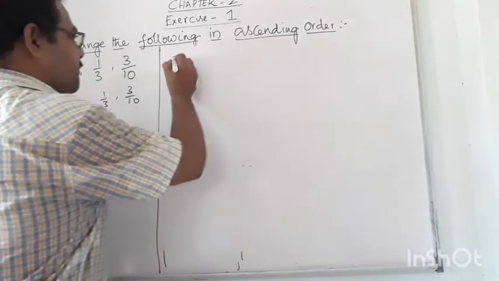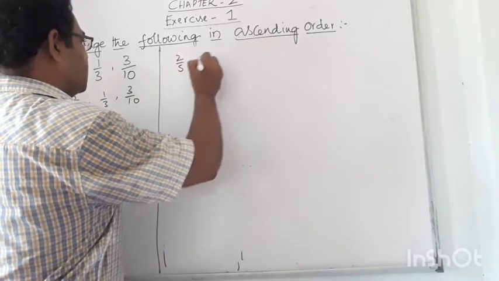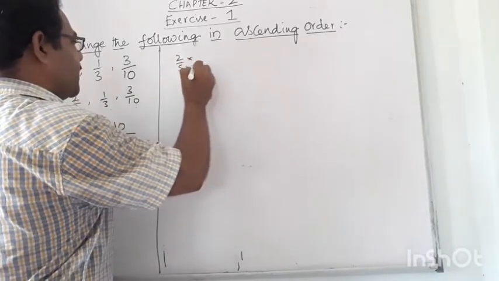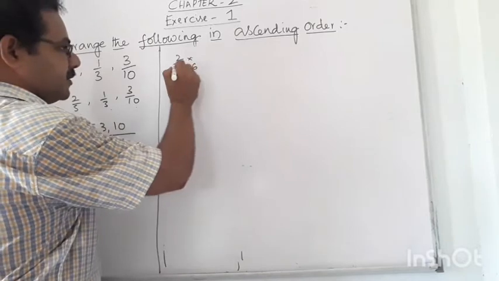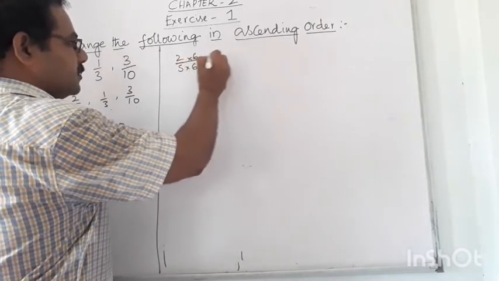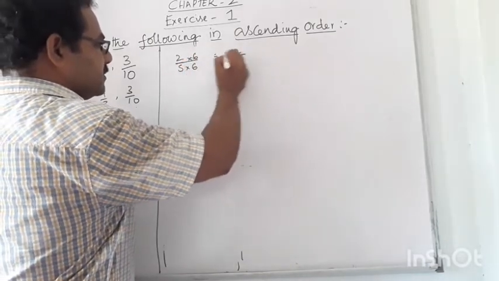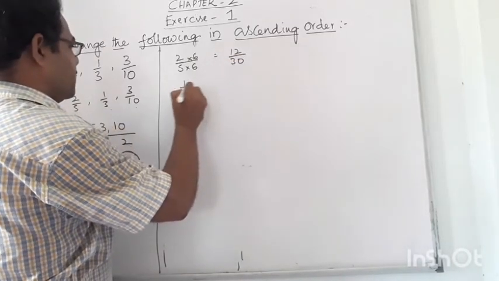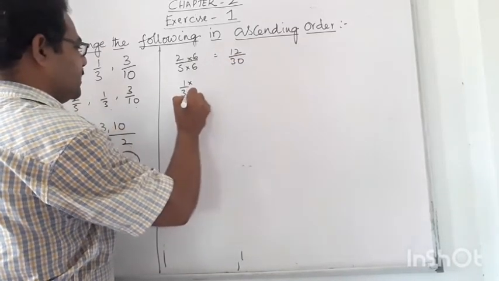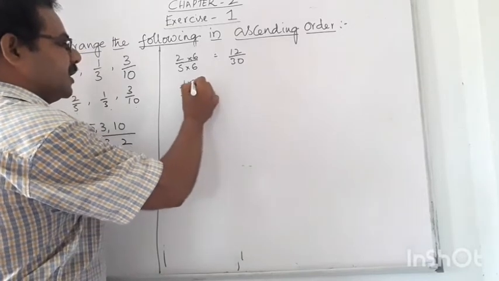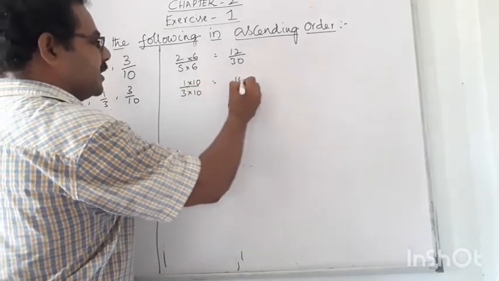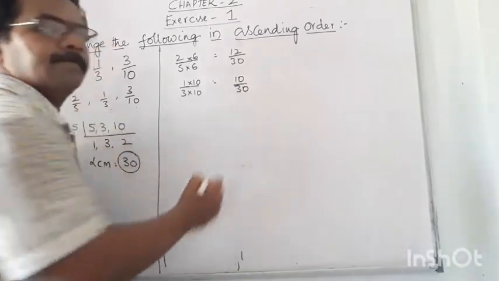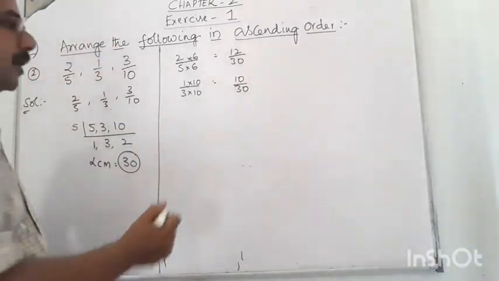Okay. So first fraction 2 by 5. 5 should be multiplied by 6 to get 30, and 2 also should be multiplied by 6. 2 sixes are 12 by 30. And the second one they have given is 1 by 3. 3 is going to be multiplied by 10, and 1 is also multiplied by 10. 10 by 30.